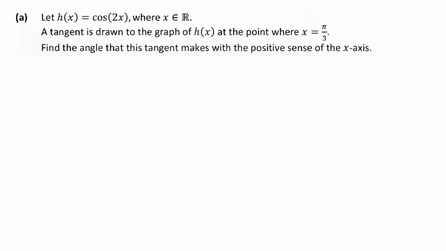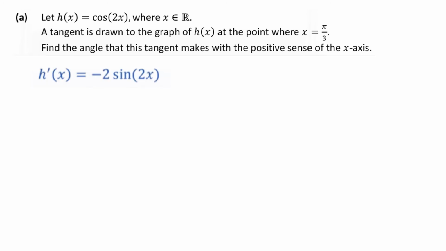Now, this question, because of maybe how it's written, it seems like quite a complicated question, but let's break it down. It says the tangent is drawn to the graph at the point where x is equal to pi over 3, and we want to find the angle that that tangent makes. Now, the angle, and tan in particular, is very much linked to slope. So really what we're looking at is the slope of the tangent. So we're actually talking about differentiation.